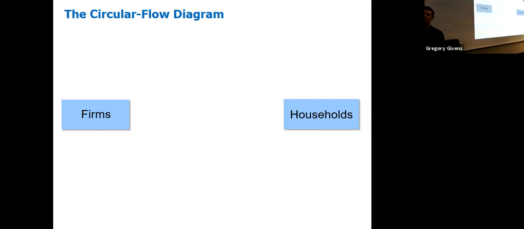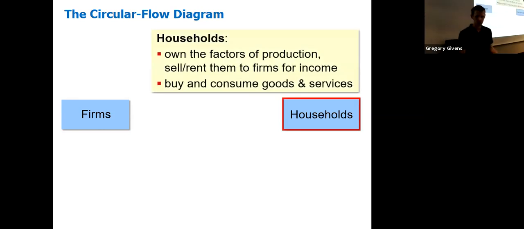Okay, so really quickly, remember the circular flow diagram basically has two types of decision makers. One is comprised of households in the private sector. The other is comprised of firms, okay, businesses. What is it that households are doing in the economy, as described by the circular flow diagram? Well, households own these things called factors of production, all right, which they sell or rent to firms in exchange for income. Now, what are the economy's main factors of production?